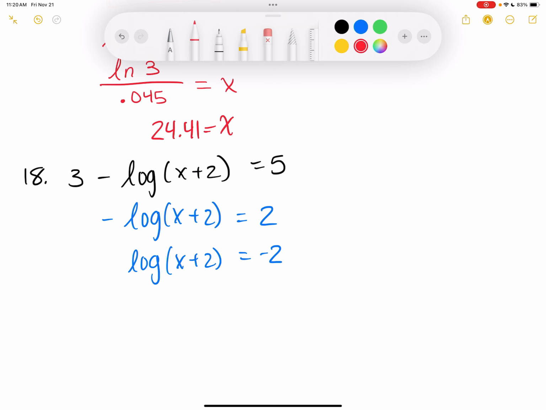Now, I have a log. I need an exponential to solve it. We start at the base. What base is this? 10. It's a common log. 10 raised to the negative 2 equals x plus 2.